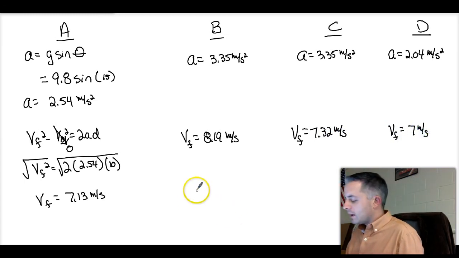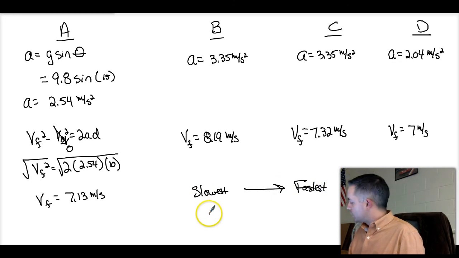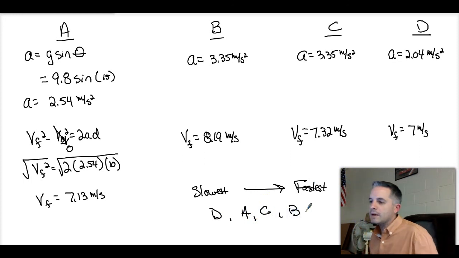So when we rank them from slowest to fastest, we should get a ranking of D, A, C, and B. So there you go. That is Chapter 3, problem number 20.